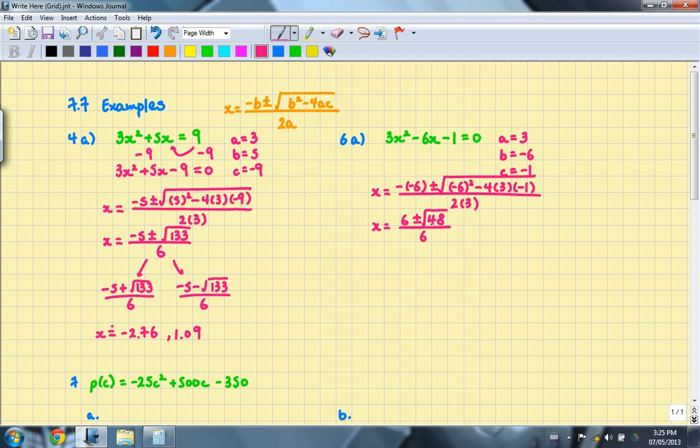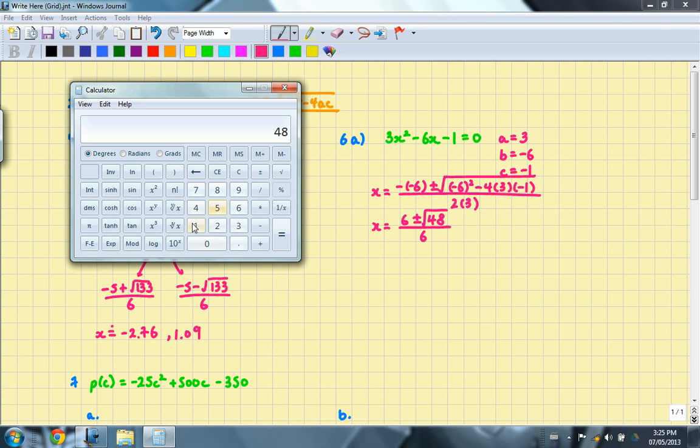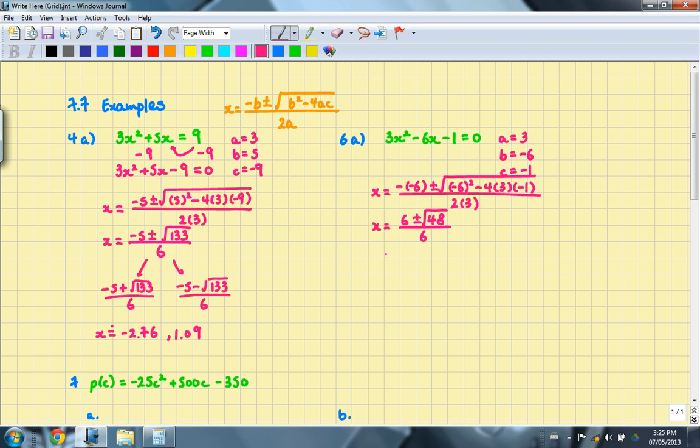So the book does want you to simplify your radical as much as you can. And hopefully you will notice that 48 is equal to 16 times 3. So you can actually simplify this quite a bit by doing the following. So I'm going to use a different color here for the simplification process. So 6 plus or minus the square root of 16 times 3. And once again, that will be underneath the square root sign. Divided by 6.